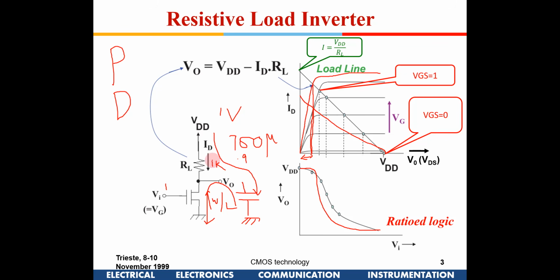So let me put this as 9K instead. Okay, 9K. So the output is 0.1 volt. Now I increase the W by L, and instead of 100, it is going to 200, right? So now what will be the output voltage VOL? It will be further less, right? Because current has increased. So 9K into 200 micro, V out will go further low.